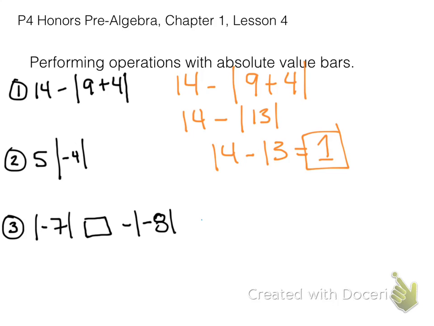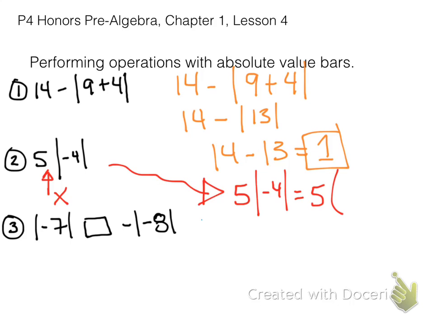Now, since absolute value bars act like grouping symbols, when you have a number right next to absolute value bars, it means multiplication. So this is said as 5 multiplied by the absolute value of negative 4. Well, what is the absolute value of negative 4? It's 4. So it's like saying 5 times 4, because the absolute value of negative 4 is 4. So that would be 20.